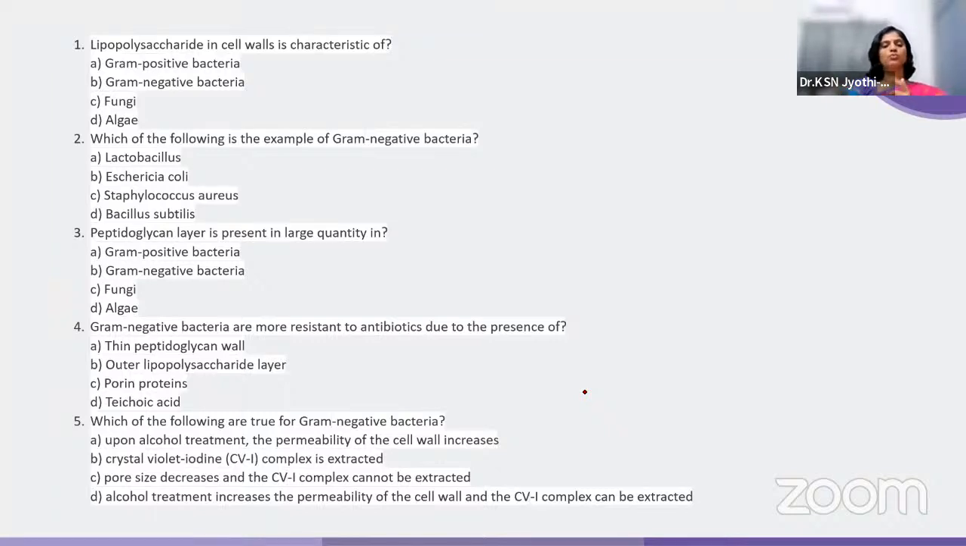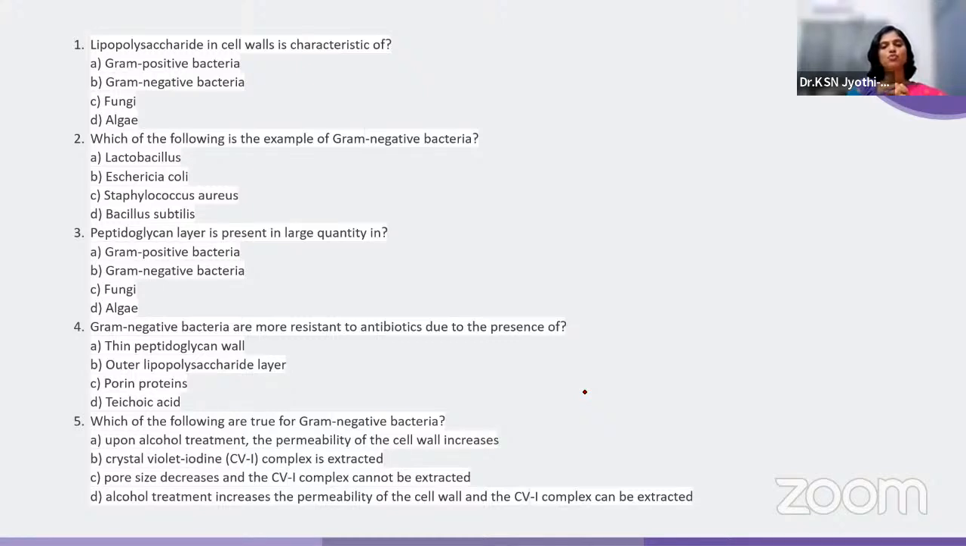Okay. Now, again, gram-negative bacteria are more resistant to antibiotics. Why? Because they have an outer lipopolysaccharide layer, which acts as a very solid support. And remember I told you they have porins. They don't allow anything to come in and go out very easily. So they have a permeability check that is done before allowing anything inside and outside.